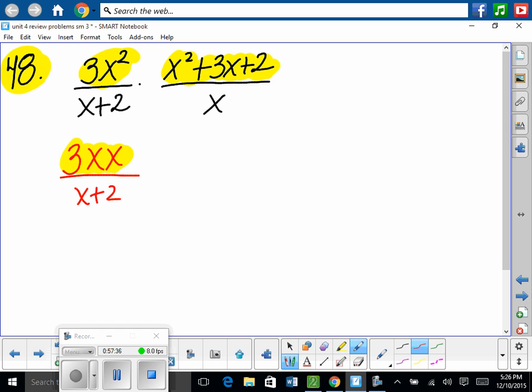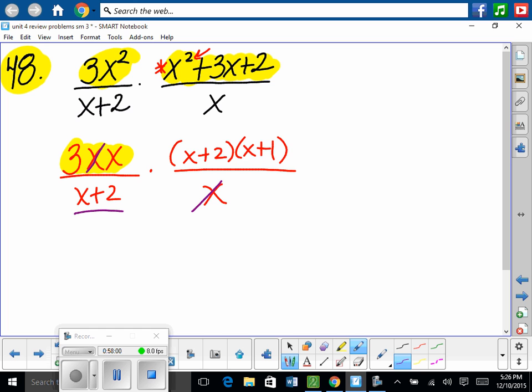And then we factor this, and it's quadratic, and it's quick factoring, so that factors to be, hopefully you can do that at this point, x plus 2 times x plus 1, and then it's all over x. And now we can just divide out exact factors. We have a 3 on top, not a 3 on bottom. We have an x on top and x on bottom. Those divide out. Do not try to divide it into this x plus 2. X is connected to plus 2.